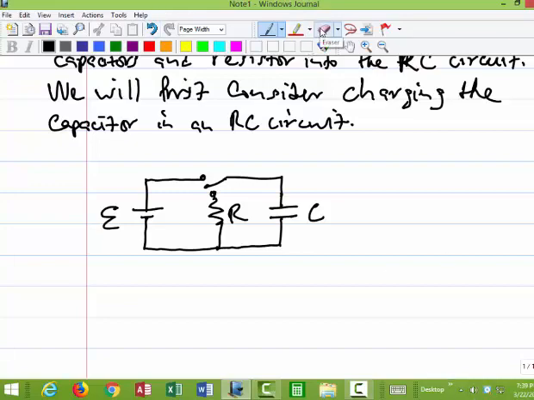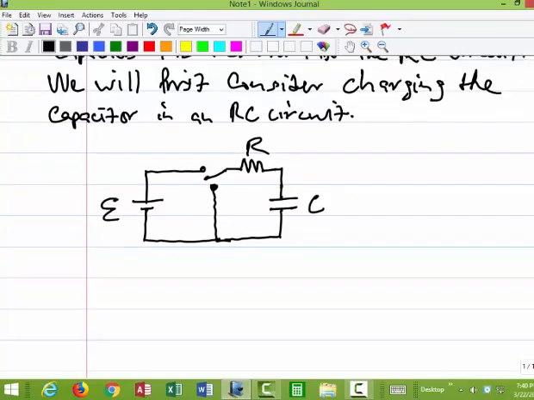Actually, let me redraw this. I didn't draw this correctly. Pardon me, let me redraw this. I should put a resistor here. So this is R and that is C. And then we'll put this here like that. Okay. So we'll first charge the capacitor and resistor combination, and then we'll discharge it.